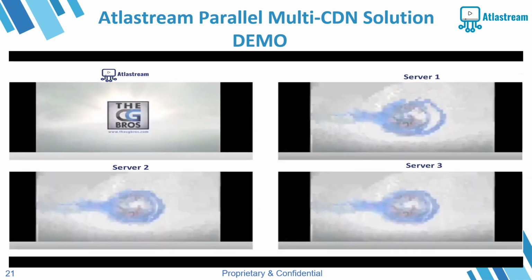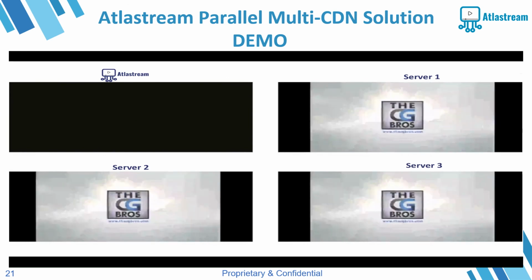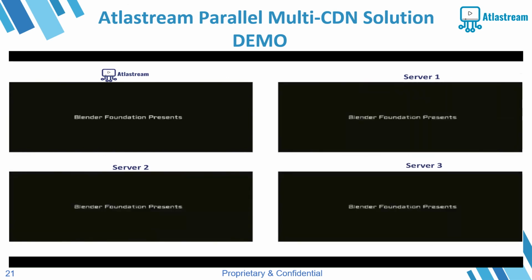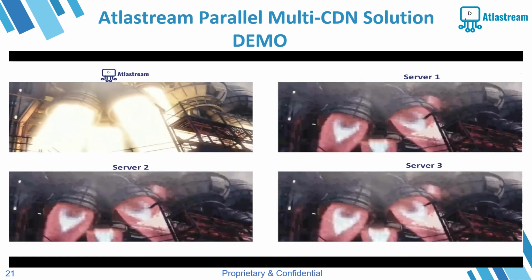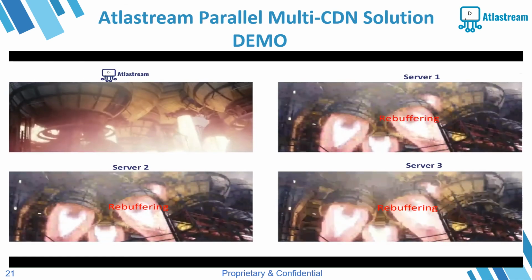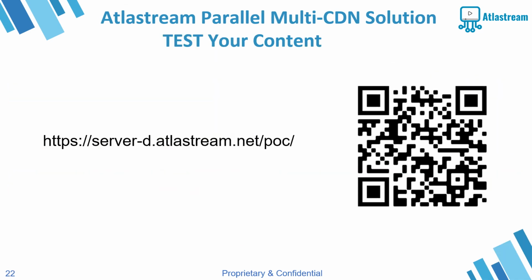This video shows the demo of the Atlas Stream parallel multi-CDN solution. As we can see, the Atlas Stream player, top left, connected to 3 servers, achieves better and stable quality with less startup delay and without stalls compared to the 3 players connected to server 1, server 2, and server 3 one-to-one respectively. You can test the Atlas Stream parallel multi-CDN solution with your content using our demo page.